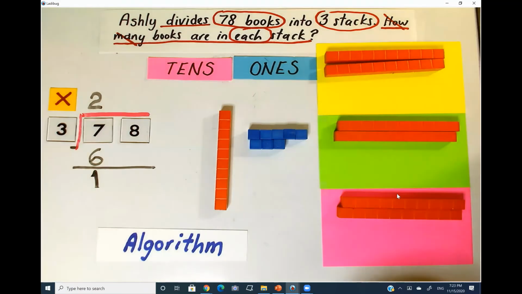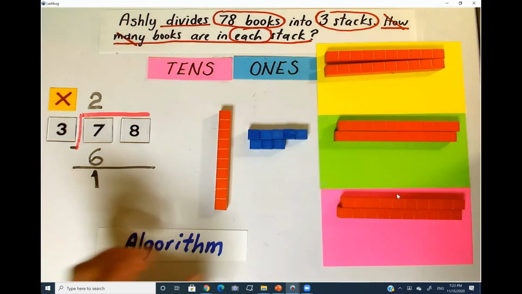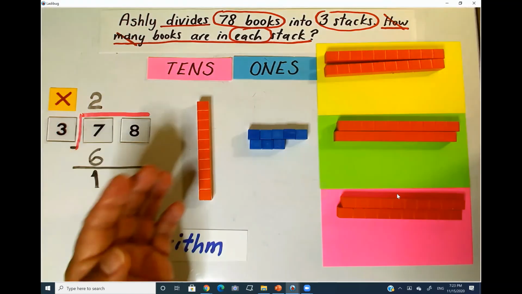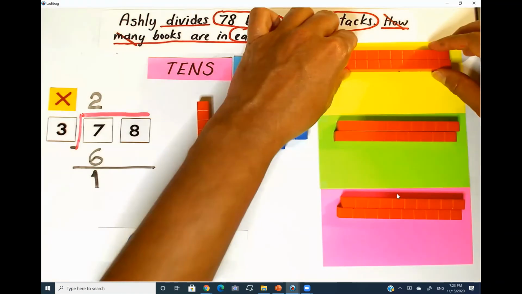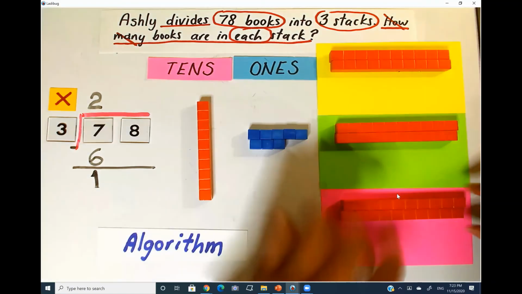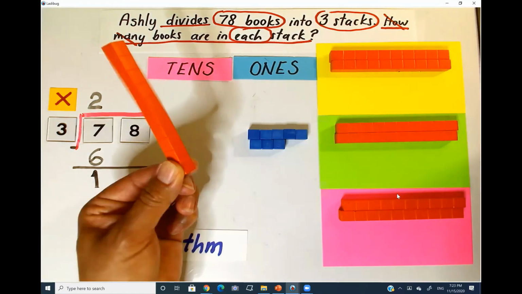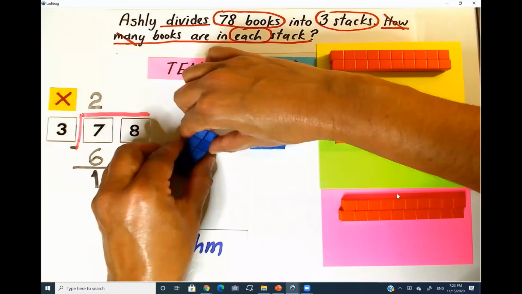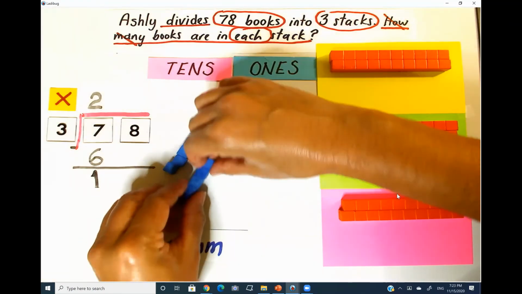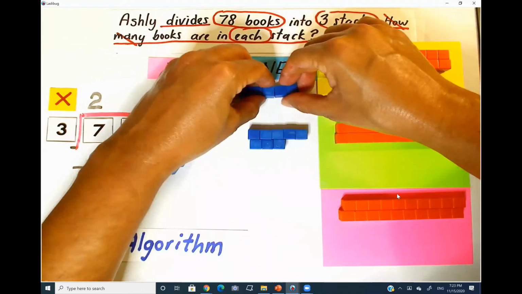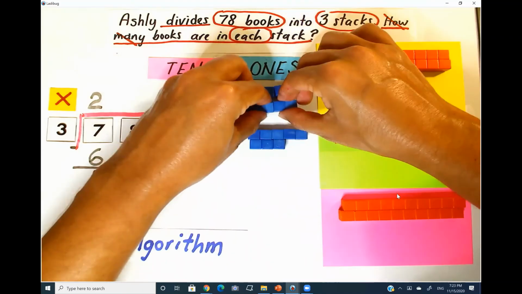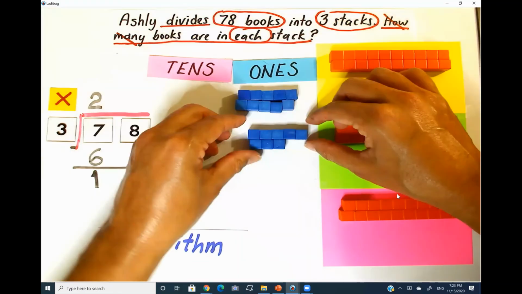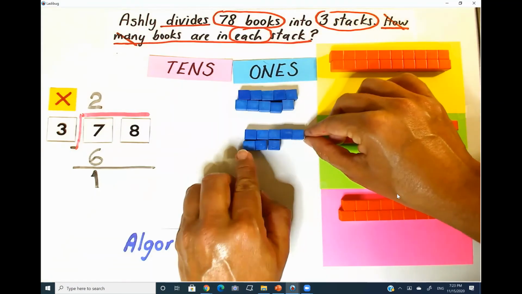Now my time is to do the ones, but I have a problem. I still have this 10. So what should I do with that 10? I still need to divide it equally among these three groups. So what I'm going to do is regrouping. This ten, I'm going to regroup it, and it's going to become 10 ones. So this ten becomes 10 ones, plus the other 8 that I had before.